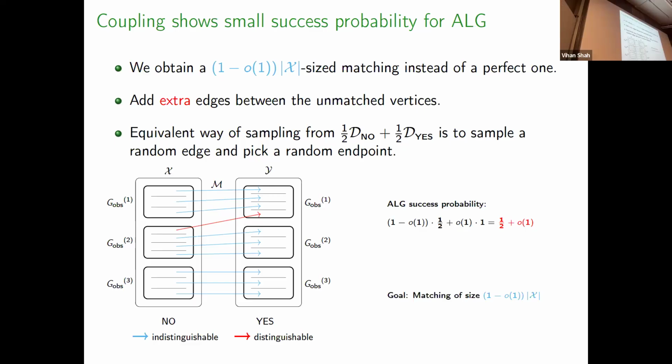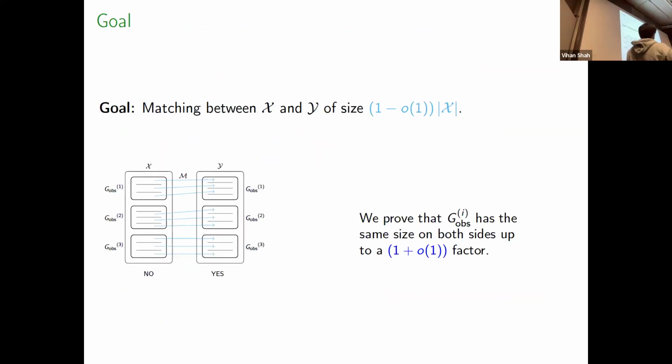So that's something we have to show. We have to show that the number of blue edges is a large fraction, 1 minus little o of 1 fraction. And so the red edges will be small. Okay. And yeah, I'm just going to conclude very quickly. So this is the goal. And it is hard to prove that.